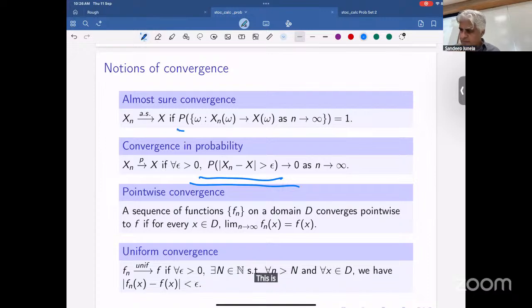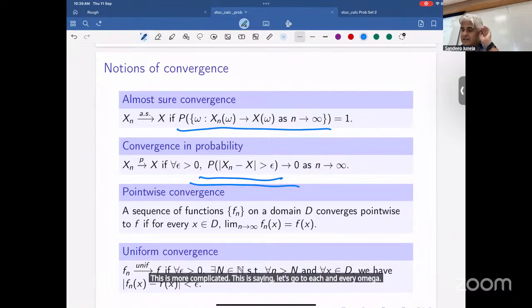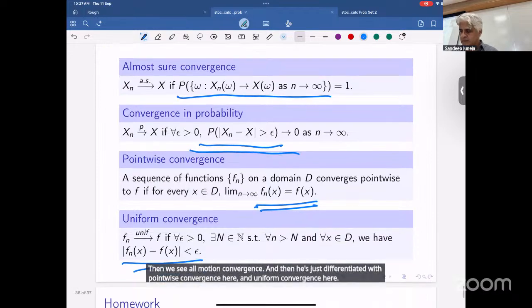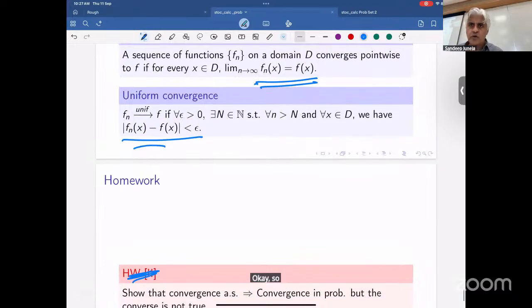This is more complicated. This is saying, let's go to each and every omega and see whether we see convergence or not. We get a sequence X_1(omega), X_2(omega). If we get convergence, it belongs to our set, otherwise it doesn't. Collect all the omegas where this happens. That set should have measure 1. Then we say almost sure convergence. And then we just differentiate it with pointwise convergence here and uniform convergence here. Okay, so let's now move on to our next set of slides.